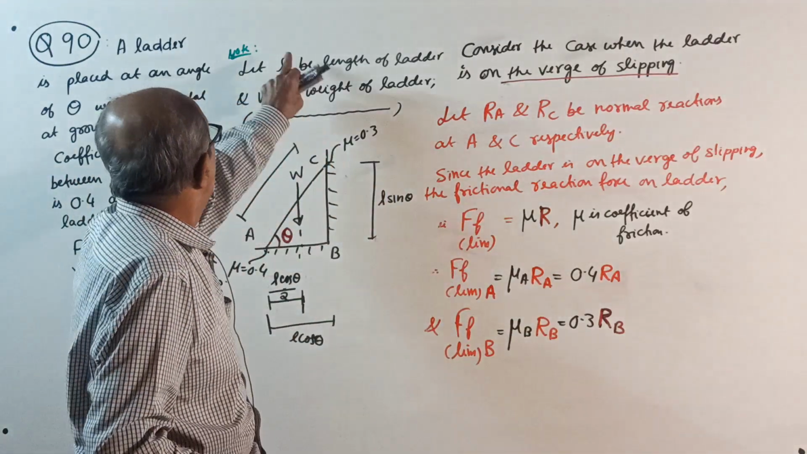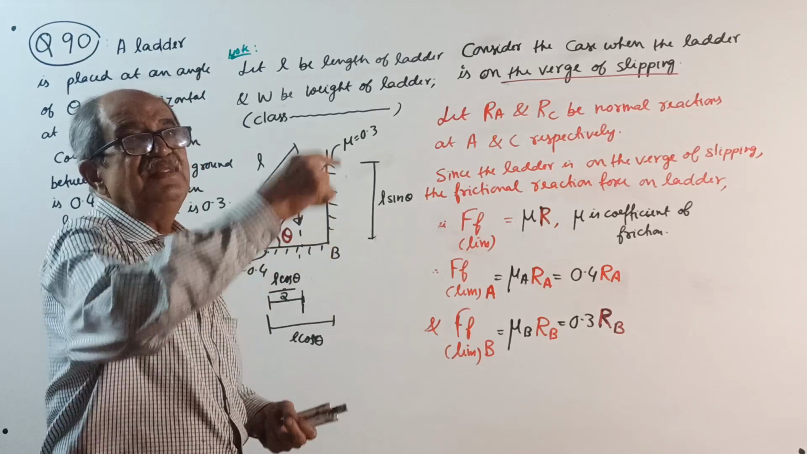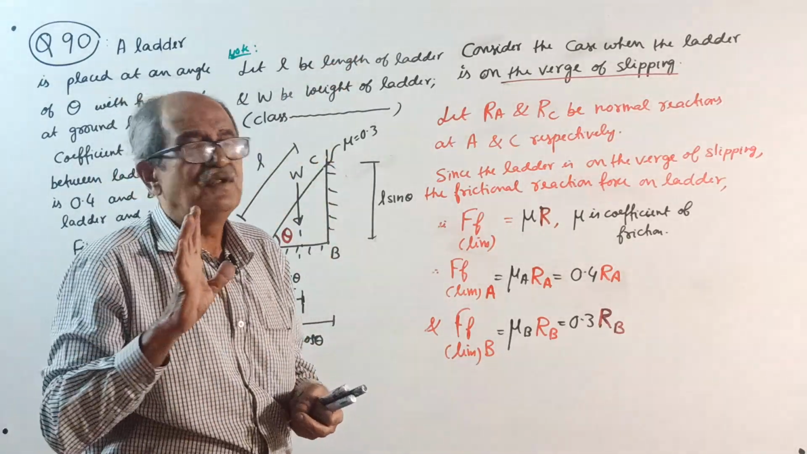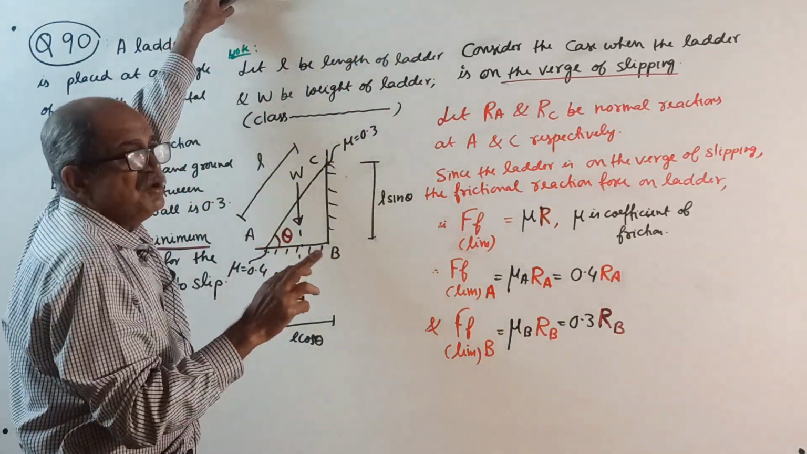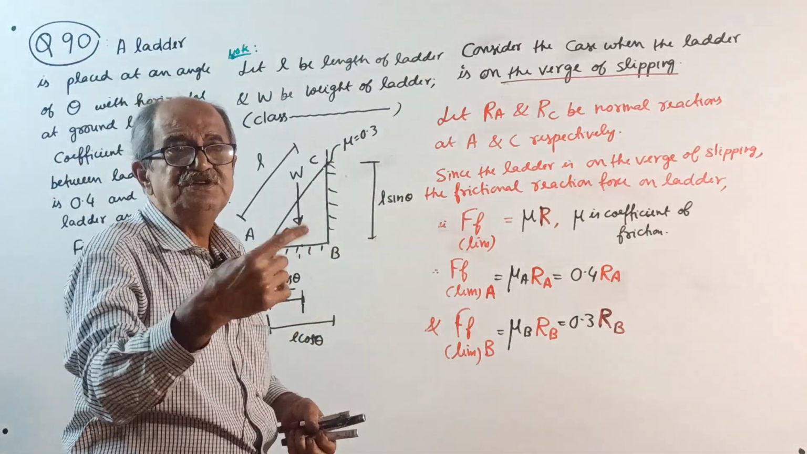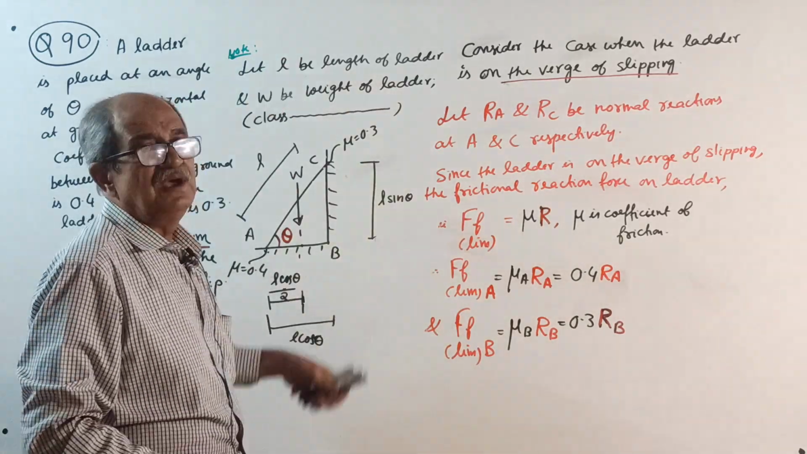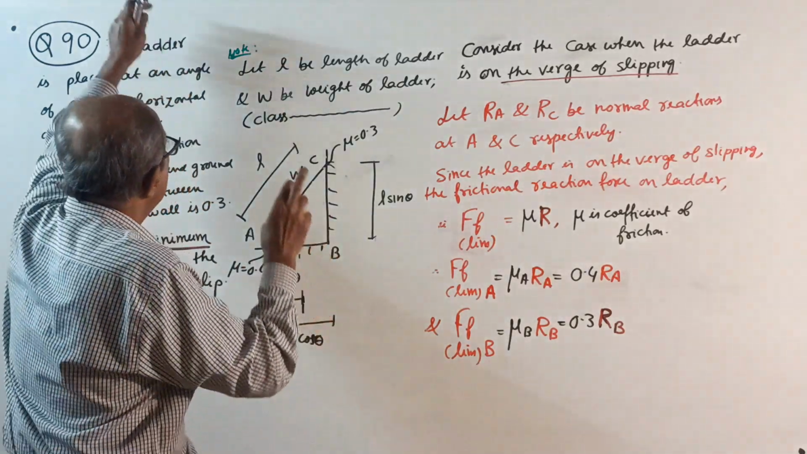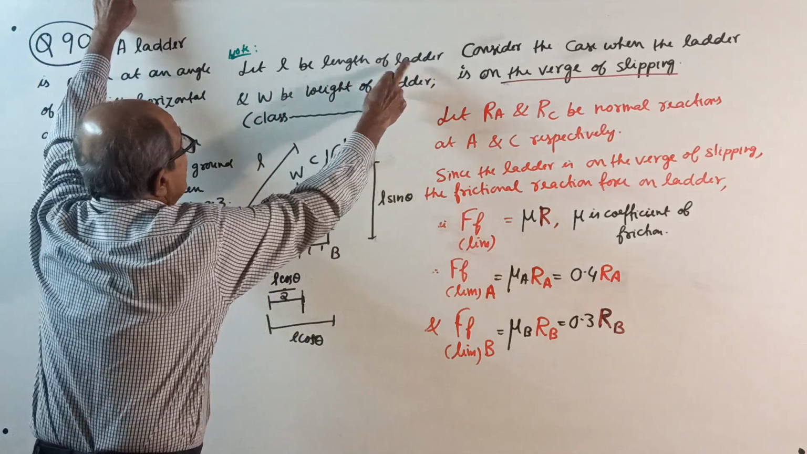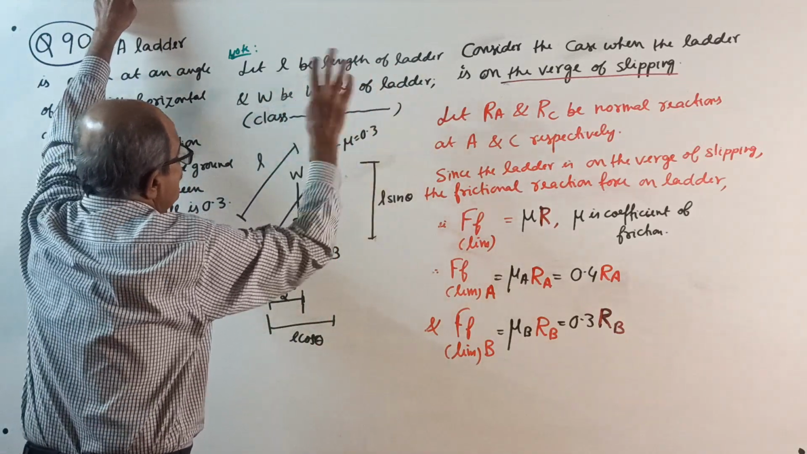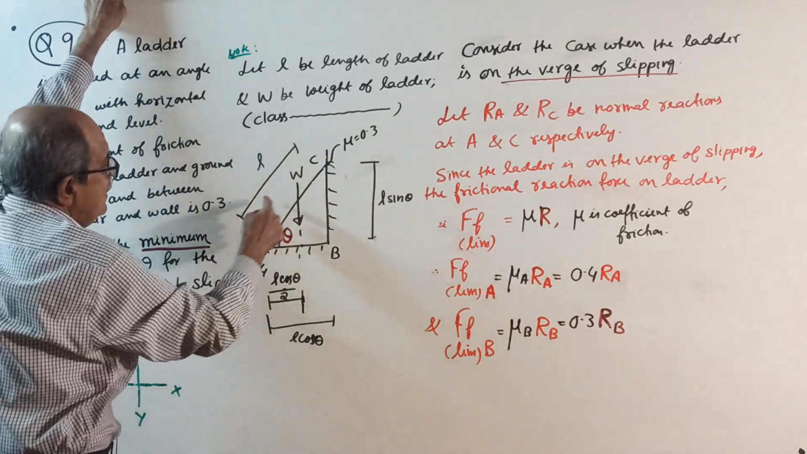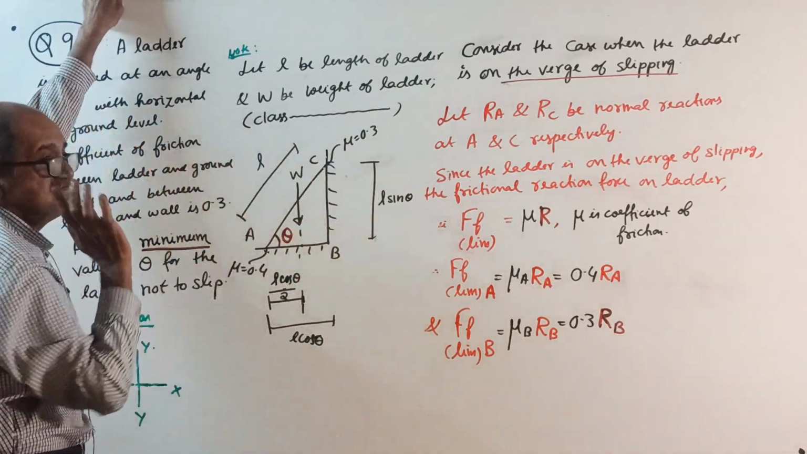But still there is a length for the ladder and weight for the ladder. In the question, nothing is given. In the next question I am giving numerical values. When nothing is given in the question, length is required. So, let L be the length of the ladder and W be the weight of the ladder. Here I have written length L, weight W.